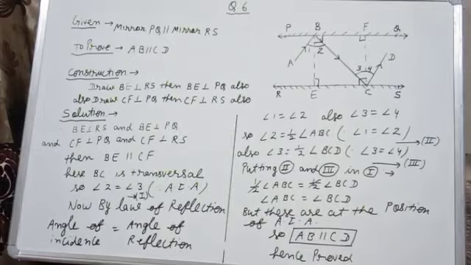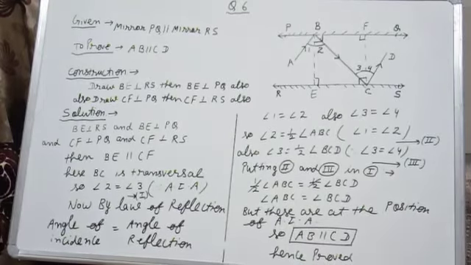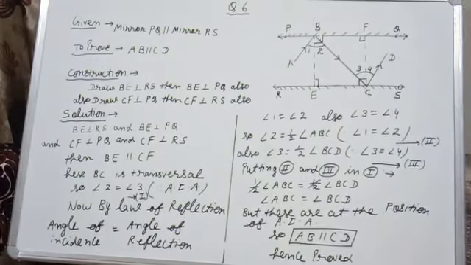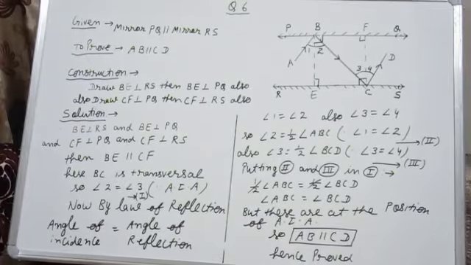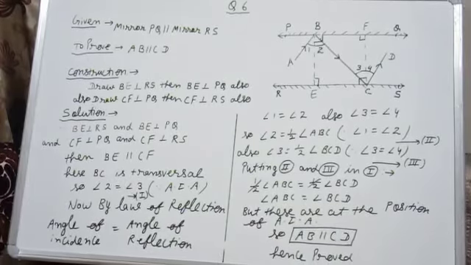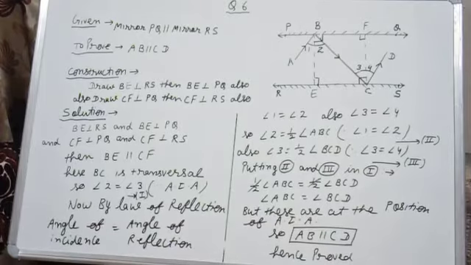Questions of this type are only two or three in the complete chapter. Otherwise, we generally use the results of linear pair, vertically opposite angles, corresponding angles, alternate interior angles or consecutive interior angles, but we have some questions of this type where science and mathematics are correlated.